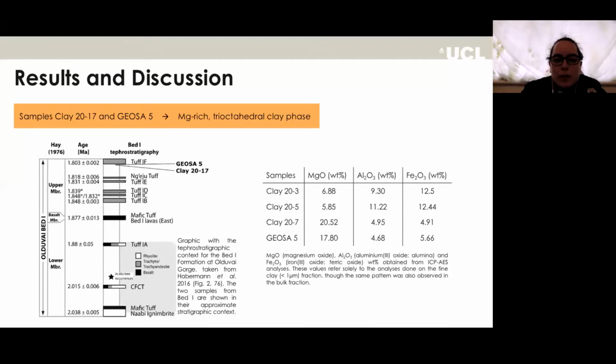These 2 samples, clay 2017 and Joseph 5, the only 2 from upper bed 1, stand out from the overall group. Both yielded the highest values of magnesium oxide, which in many instances is more than double that registered for the other samples, and the inverse was recorded for both aluminium and iron oxides. The calculation of their structural formulas also showed the predominant trioctahedral phase, which is also observed in the infrared spectra and the X-ray diffractograms. So these 2 samples have a magnesium-rich and trioctahedral clay phase present in them.